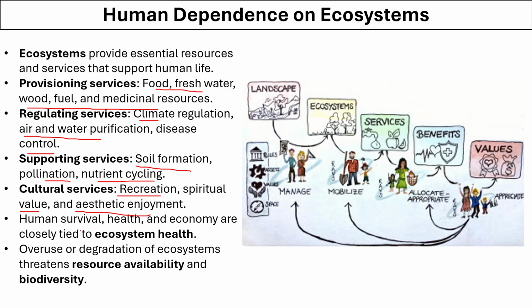Human survival, health, and economy are very closely related to the health of their ecosystem. Overuse and degradation of the ecosystem ultimately threaten the resources that are available to us and the biodiversity around us.